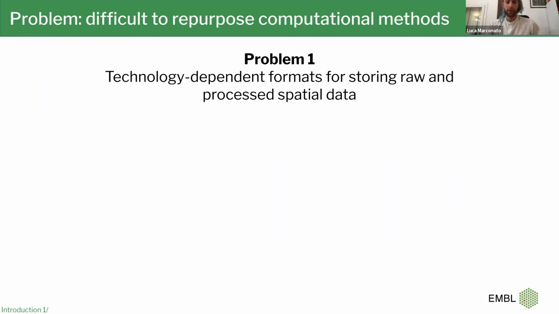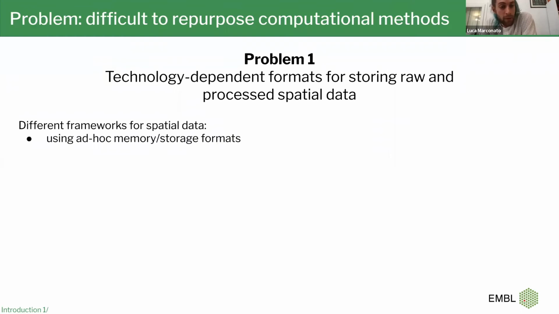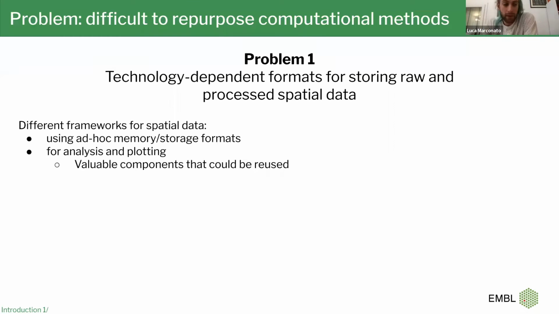So I think this really shows the first problem that I mentioned, technology-dependent formats for storing raw and processed spatial data. The researchers, to address this problem, but also to be able to analyze the data, introduced some frameworks for spatial omics analysis. And these frameworks introduced an ad hoc memory or storage format, and they can be used for analysis and plotting. The frameworks are very valuable, and they also contain valuable components that you may want to reuse in another context, because different frameworks do slightly different things. But then there is a second problem: the different data representations they introduce make it difficult to reuse the frameworks across each other.